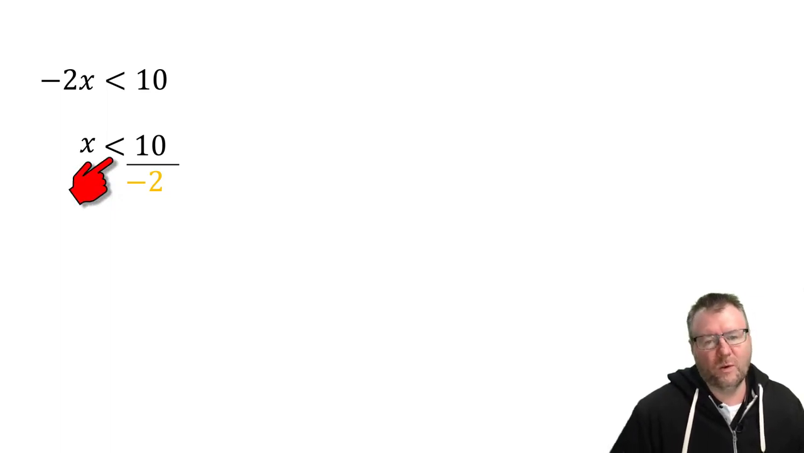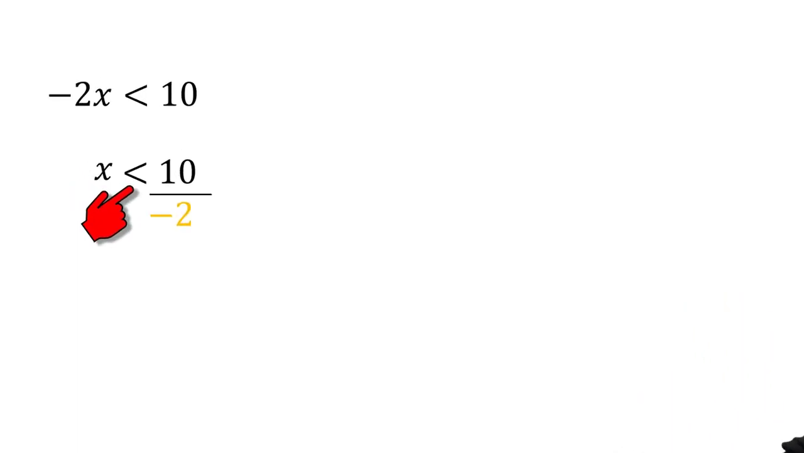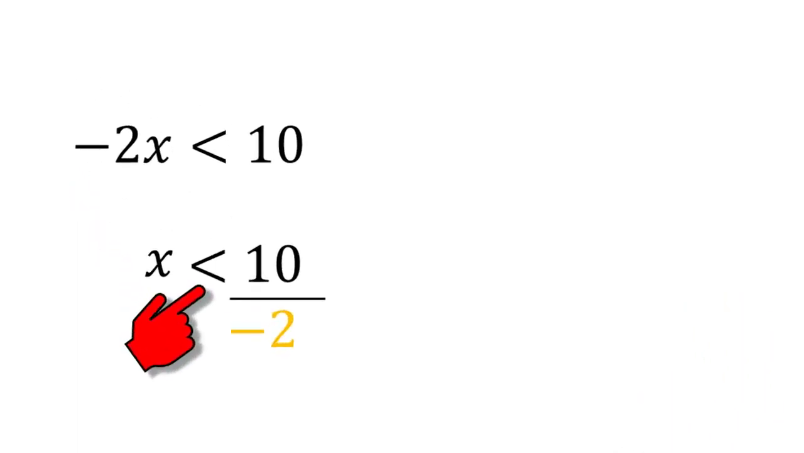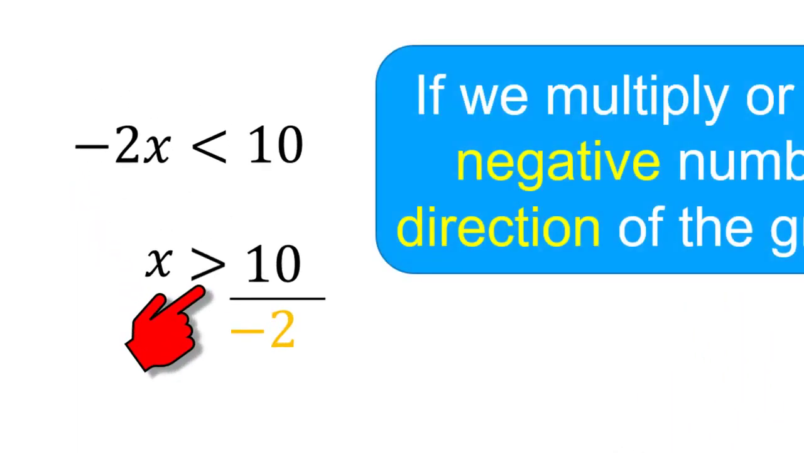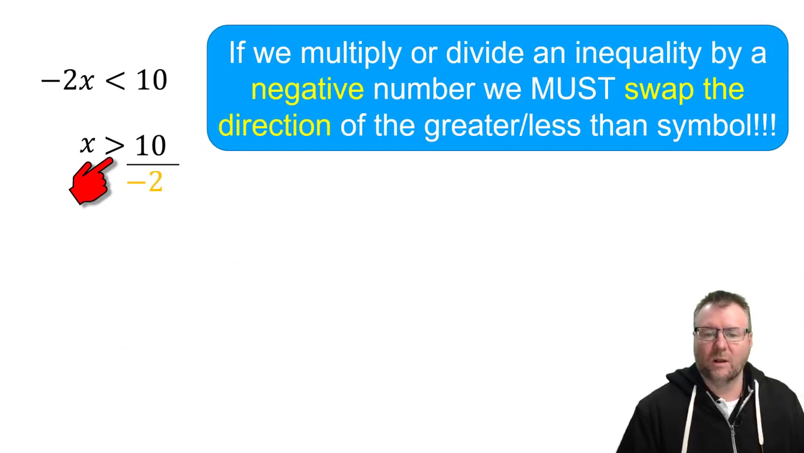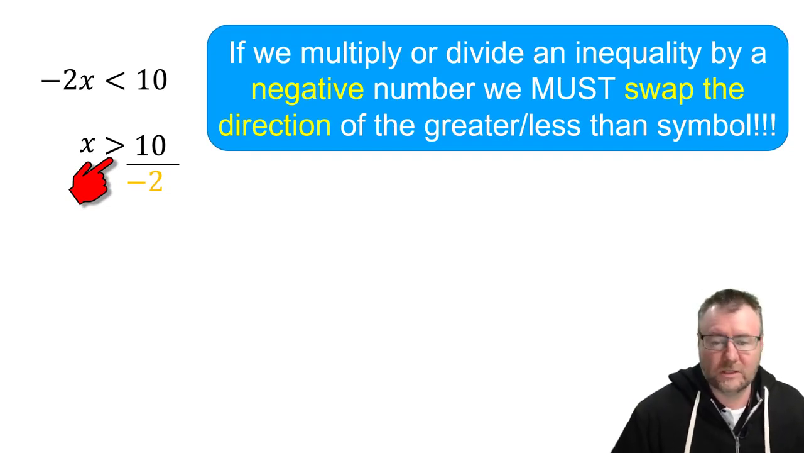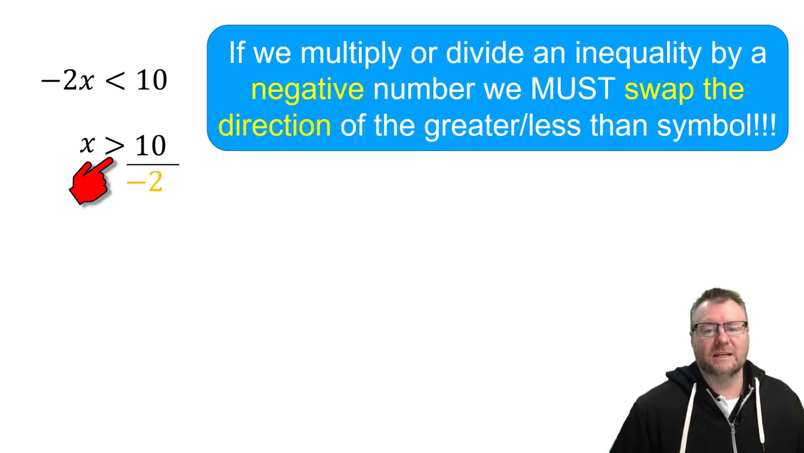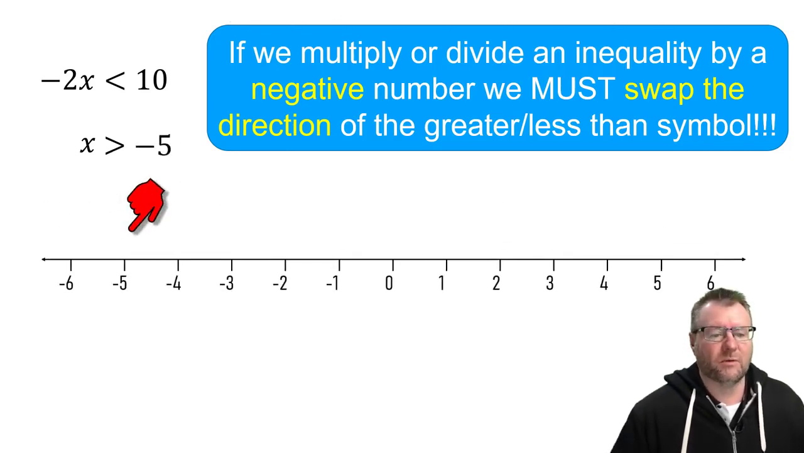However, with this inequality, whenever we multiply or divide by a negative number, so if we bring a negative number across, we have to flip the inequality over. Okay, so if we multiply or divide an inequality by a negative number, we must swap the direction of the greater than or the less than symbol. We just have to do it. Let's proceed now and see if that actually fixed our problem.